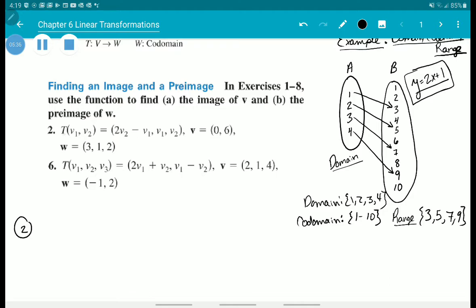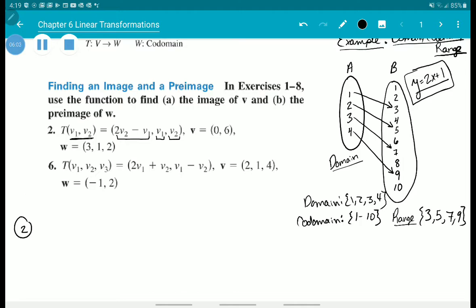We have this transformation, and they're using the notation T here to signify a transformation. We're taking a two-dimensional vector, v1 and v2, and when we transform that, we're going to get a three-dimensional vector. Our first component is going to be 2 times v2 minus v1. Our second component is v1, and our third component is v2.